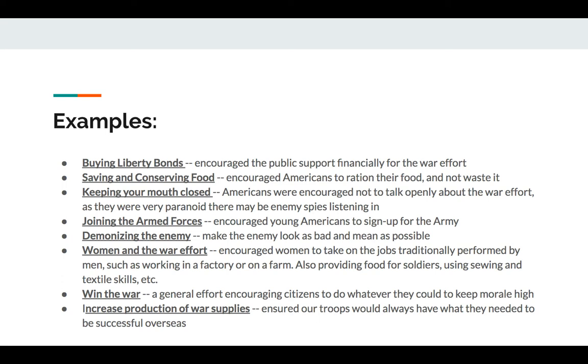And then two more examples: winning the war. A general effort encouraging citizens to do whatever they could to keep the morale high, to continue to support your country. That idea of nationalism, all of those things were embedded in those messages. And then finally, increased production of war supplies, ensure that our troops would always have what they needed to be successful overseas. So those were 8 examples. There's certainly more, but those were probably the main 8 that were most frequently seen in different propaganda posters. So you're welcome to choose any of those 8.